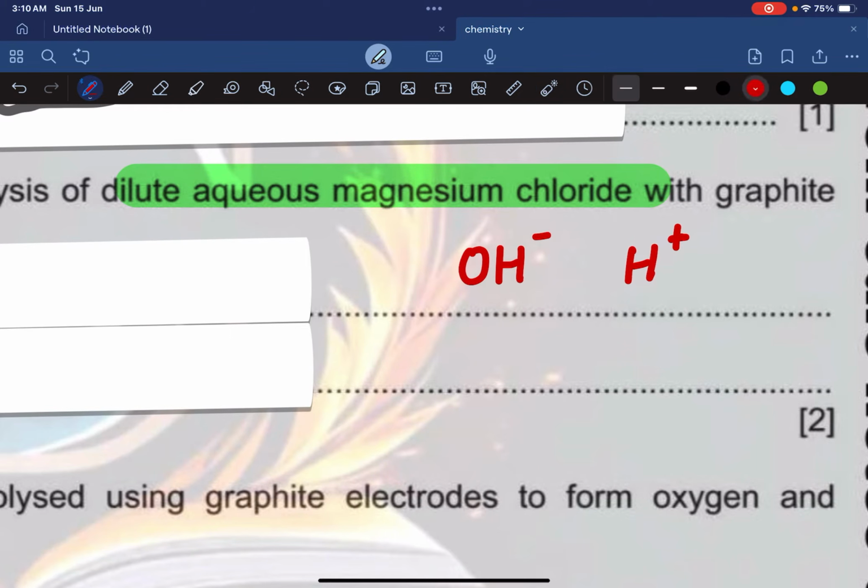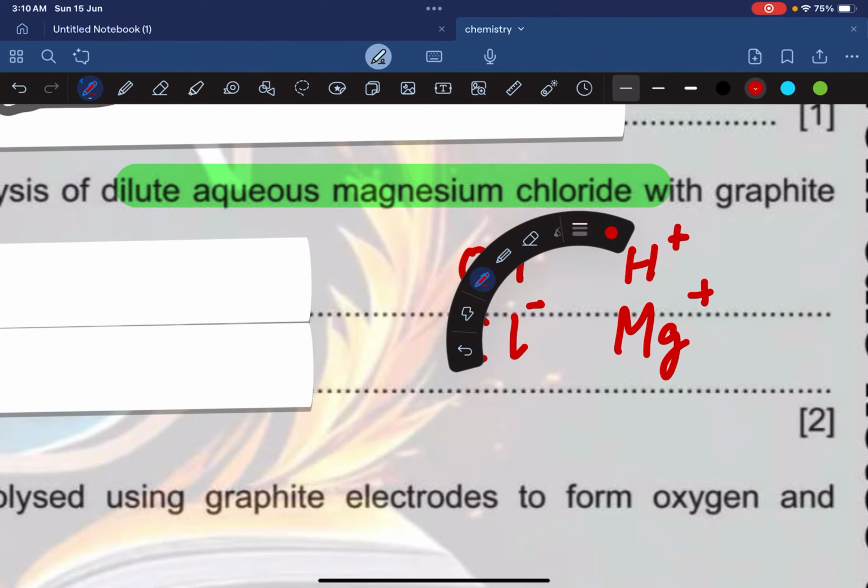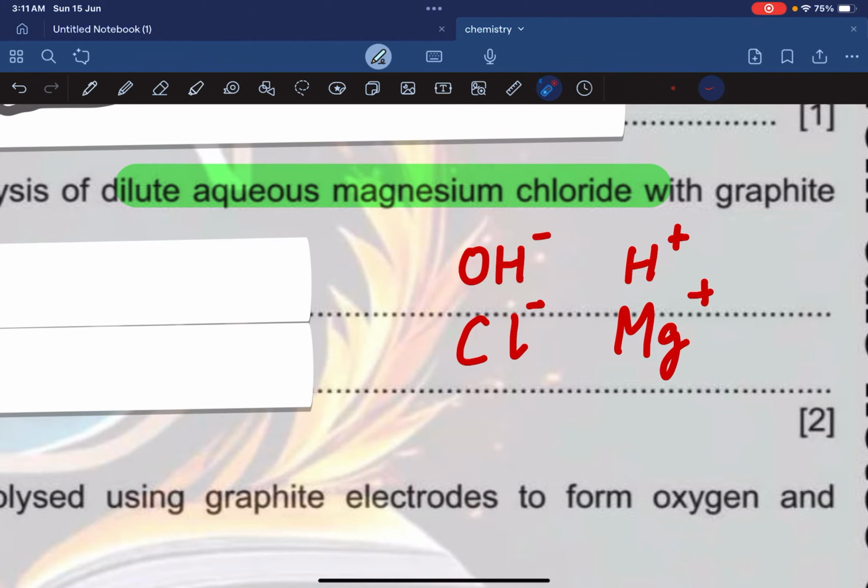The second kind of ions that I'm going to have are my magnesium ions, which are Mg 2+ ions, and my chloride ions. Now I have two kinds of negative ions and two kinds of positive ions, and I have to decide what is going to be discharged. Now there are simple rules by which we discharge ions. For positive ions, it's very easy: you check the reactivity series, and the lower you are in the reactivity series, the more chance you have of discharging.